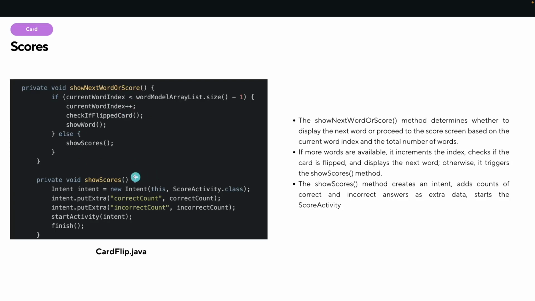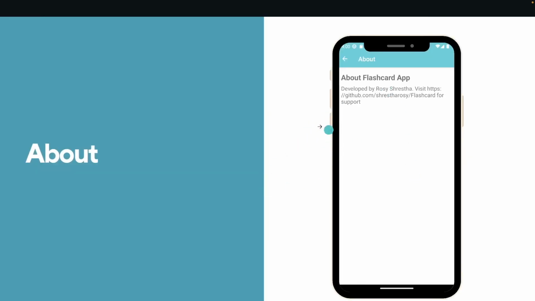And the show score method creates an intent, adds the count of correct and incorrect answers as extra data, and starts the score activity. And that's just the about screen.